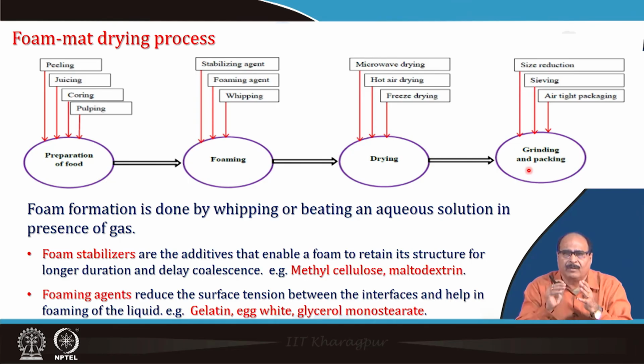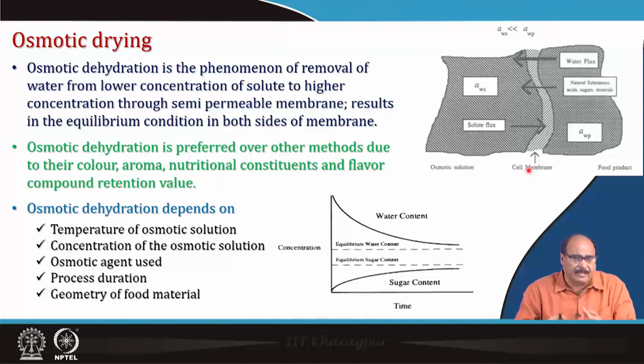But mind it, these are highly hygroscopic materials, fruit juices, etc. So they are ground and then finally packaged, etc. This should be taken care of in a proper manner, in an environment where the reabsorption of moisture by the product is eliminated. Okay. Then osmotic drying is another method.